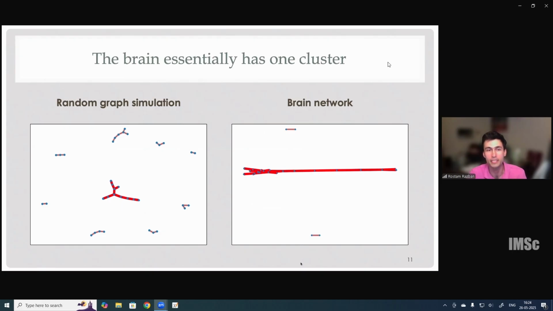What immediately stands out as a huge difference between the brain data and the random graph data is that in the brain network, we have this huge cluster dominating. All the regions are essentially in this cluster, with just two exceptions that are very negligible. But in a random graph, the largest cluster is actually not that much larger than the other clusters floating around. It doesn't seem to dominate the whole network architecture as we see for a brain network.